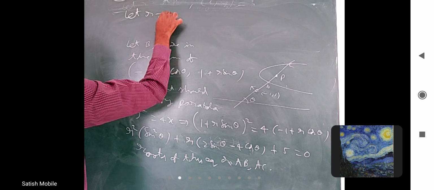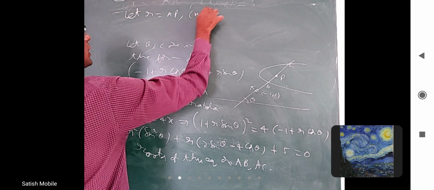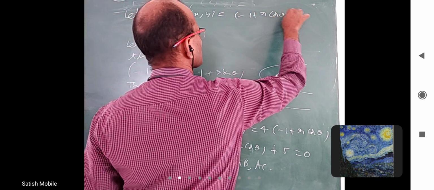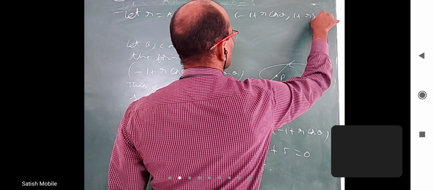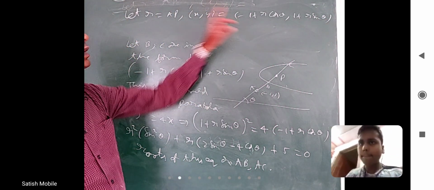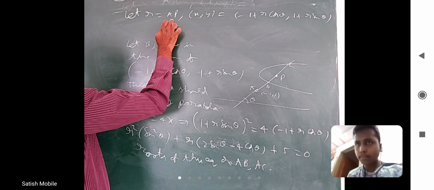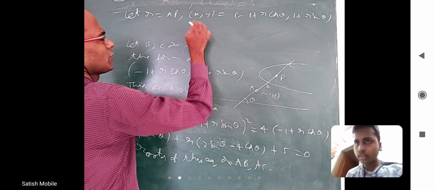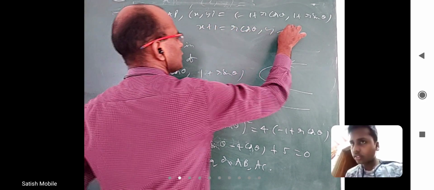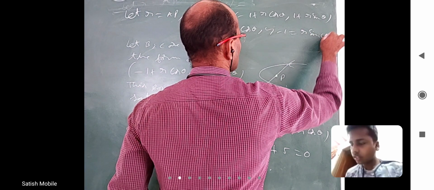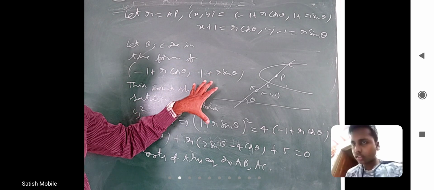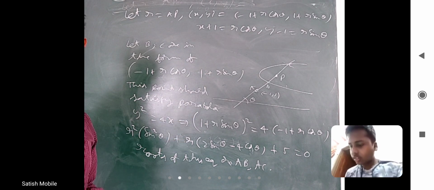Let r equal AP, and (x, y) is equal to (-1 + r cos theta, 1 + r sin theta). I have to find the locus of this point. How will I know r? Here, what is r? r is the AP length. We'll see that, but when I equate it here, I'll get x plus 1 is r cos theta and y minus 1 is r sin theta. The beginning part everybody wrote already, right?